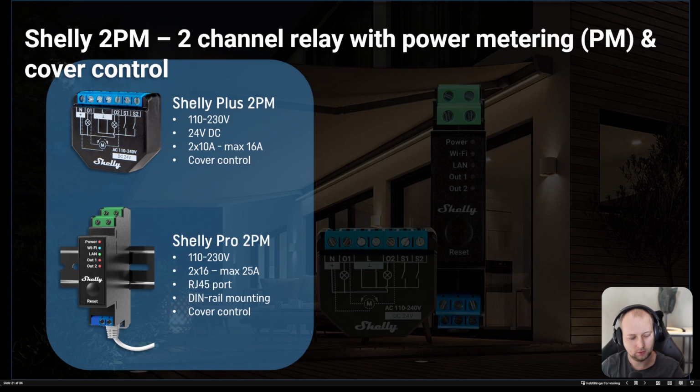The Shelly Pro 2 PM is the device meant for the electric panel, of course. It also has 2 channels with power metering. Here it has 2 times 16 amps relays built in, but again, due to heating, you can only connect a total of 25 amps to this device, which is very often more than enough.